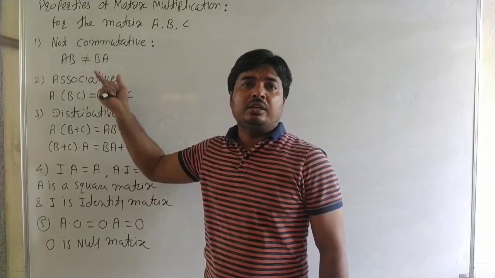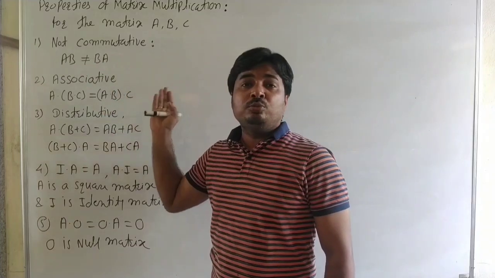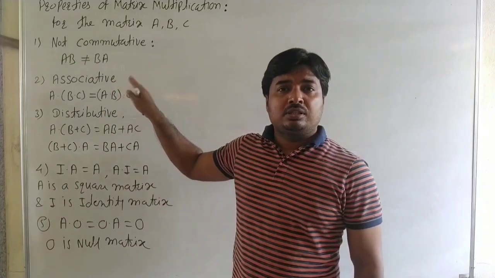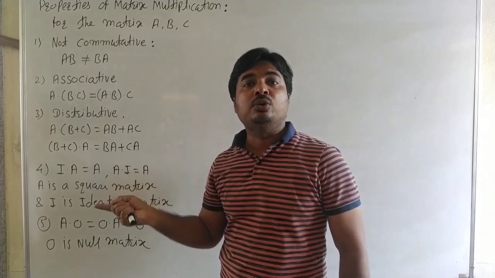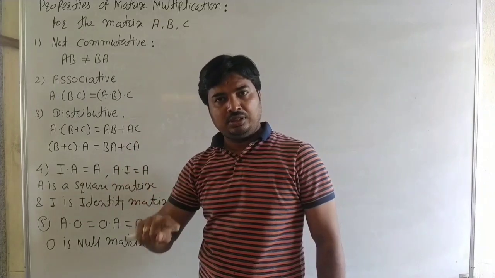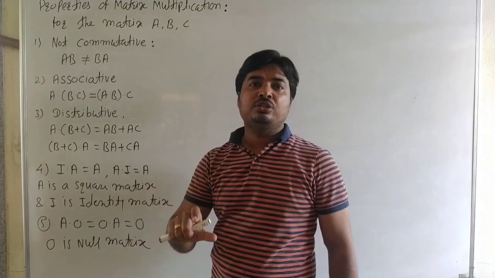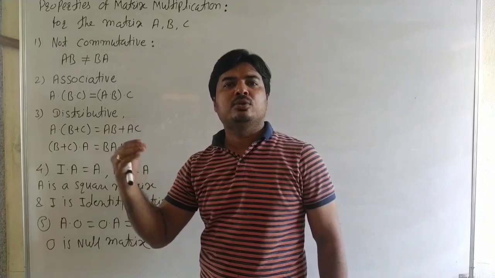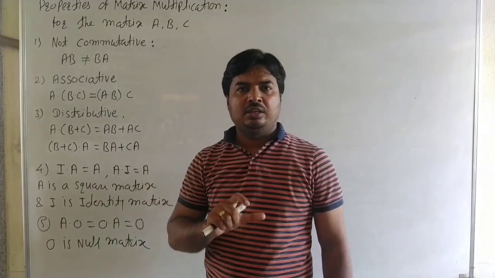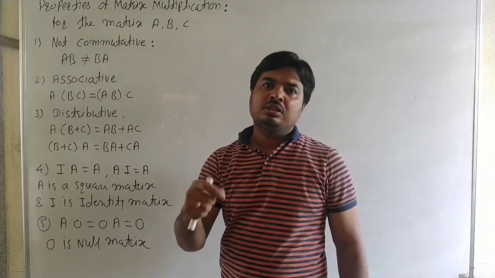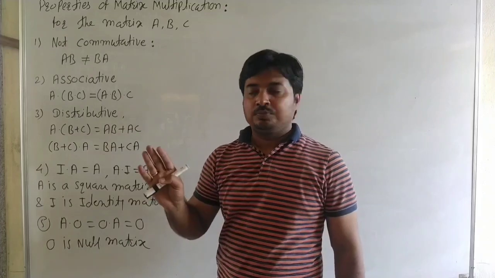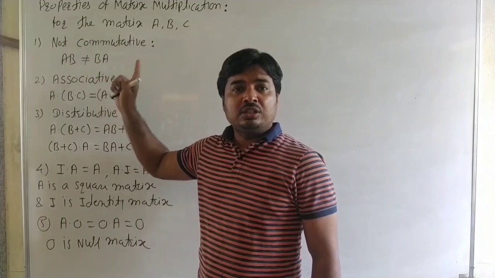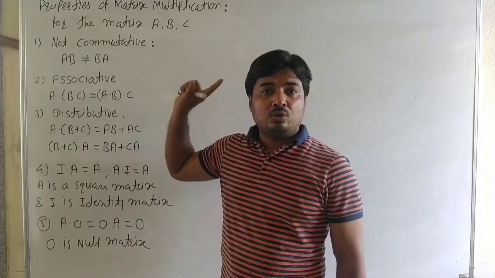There are exceptional cases where A into B is equal to B into A. If A and B are the inverse of each other, then A into B is equal to B into A. The inverse of a matrix we will learn in class 12. Here, only the matrix multiplication is not commutative.